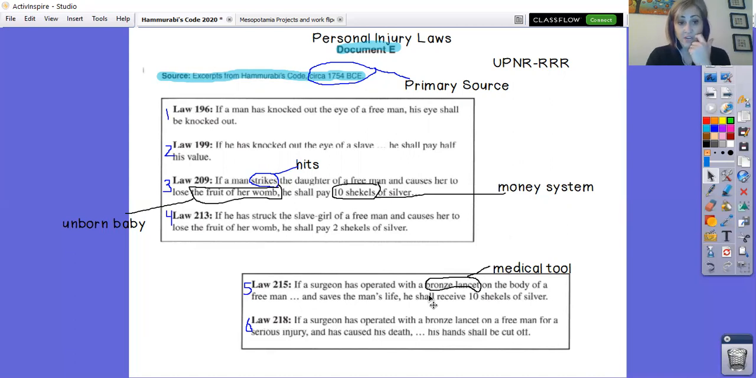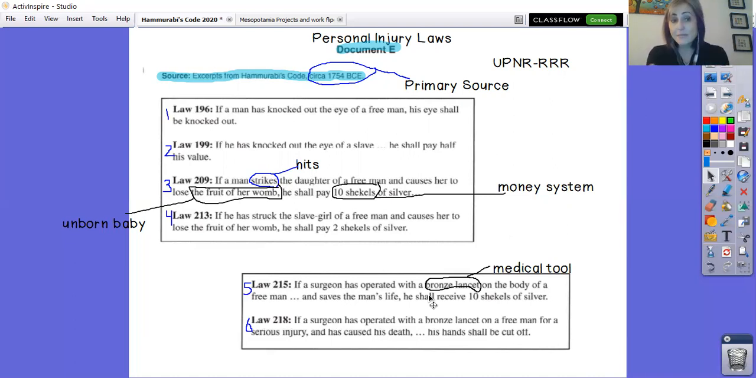His hand shall be cut off. So if you're a surgeon and you perform surgery and the guy dies, your hands are gone. Again, seems hardcore, but Hammurabi could argue, look, this doctor killed somebody. We don't want him killing anybody else, so if we take off his hand, he can't do any more surgery.